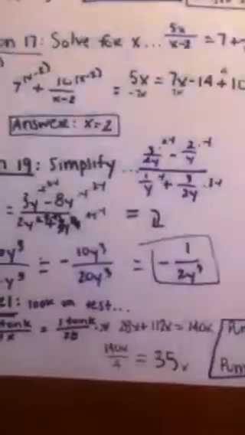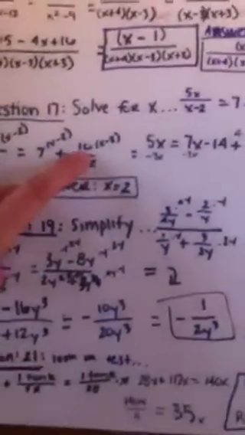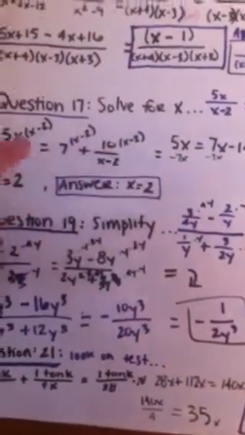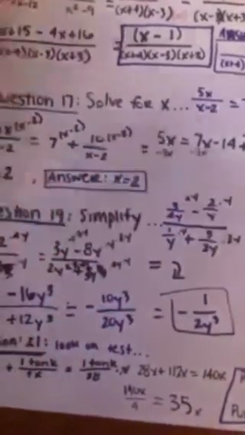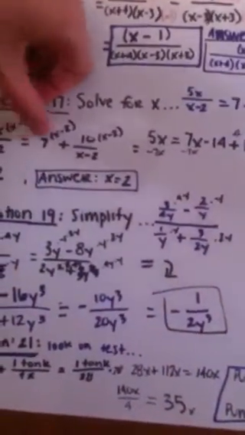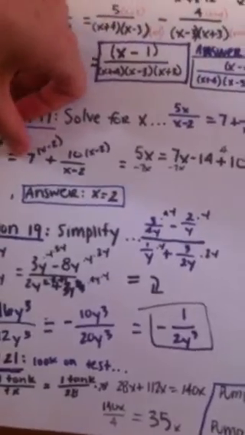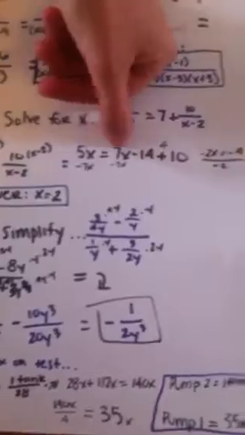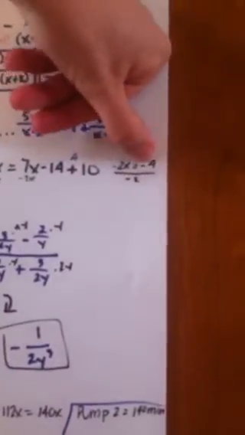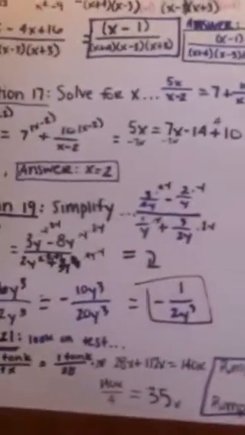Then for number 17, I accidentally forgot to add 10x at the end, because you had to find the common denominator. So you multiply it all by that, but then they cancel out here, so you have 5x equals 7x minus 14, and then I just forgot to add the 10x. So once I did that, you have -2x equals -4, over -2, x equals 2.